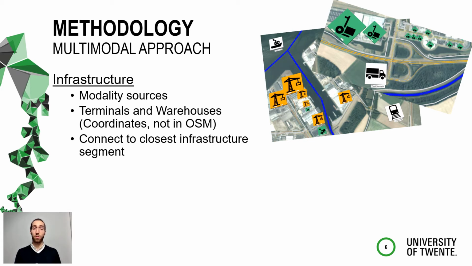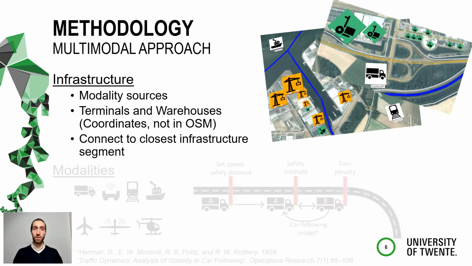Then we input centroid coordinates in a table for each terminal or warehouse. This data is not in OpenStreetMap, but usually logistics areas do have this data, because it's quite fundamental to them to know which companies are located in which part of their logistics hub. Then we connect terminals and warehouses to the closest infrastructure segment that they are servicing. For example, a terminal servicing barges and trucks will be connected to the closest waterways and roadways.